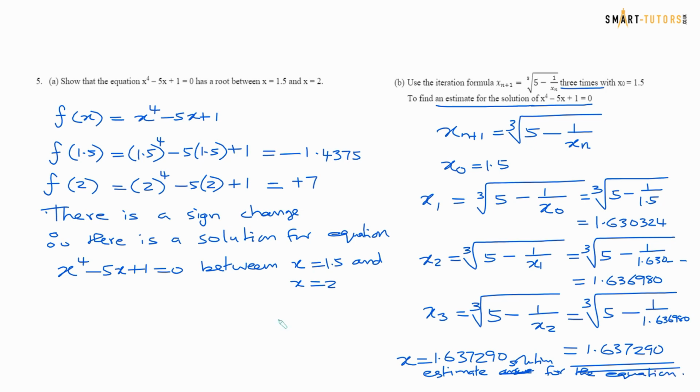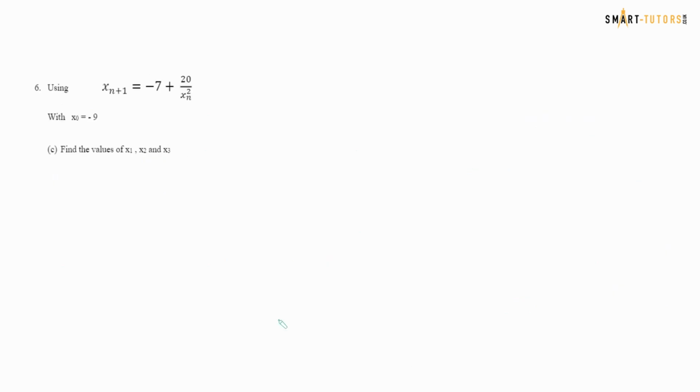So if you write that one, if this is coming in a GCSE, you will pretty much get 5 to 6 marks, because there's a lot of work, a lot of calculation, time consuming. And last question, I believe, question number 6, using the xn plus 1. So x0 is a negative value.